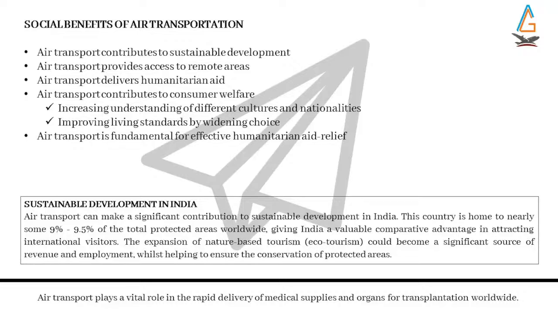So let's start. The first point talks about how air transport contributes to sustainable development. How is the question. So let me explain this. Air transport makes a major contribution to sustainable development by supporting and promoting international tourism. Are you clear with this point? Yes. Tourism helps reduce poverty by generating economic growth. It also provides employment opportunities. It increases tax collection. And by fostering the development and conservation of protected areas and the environment.